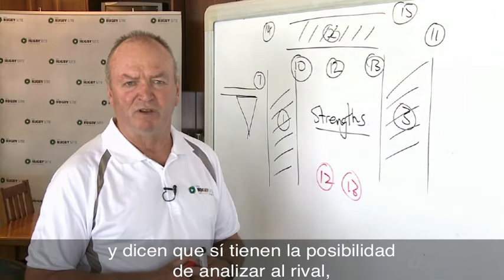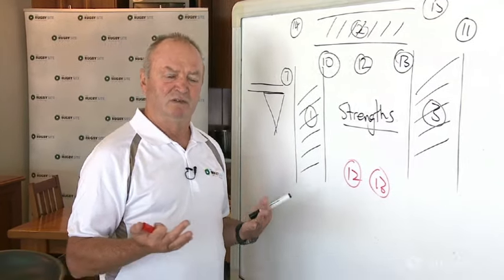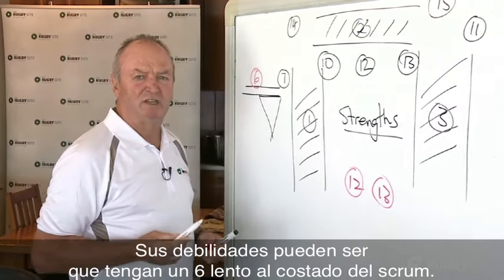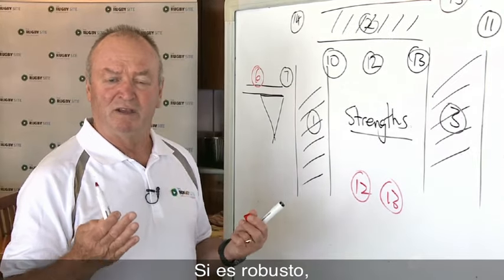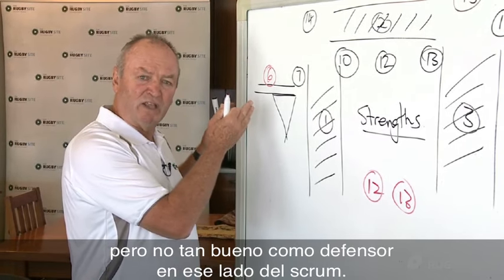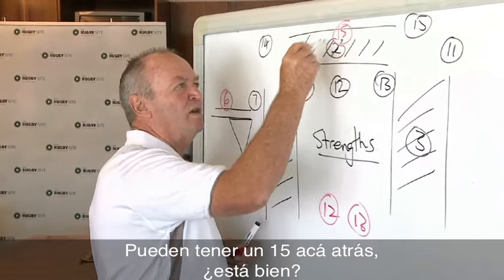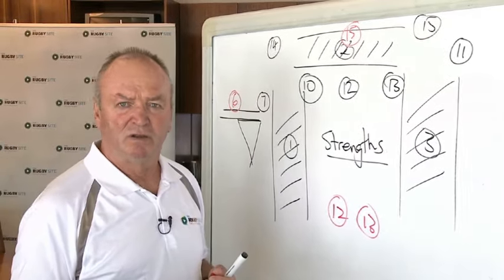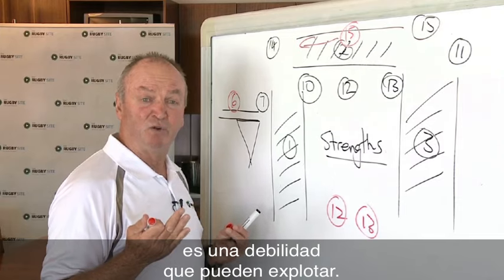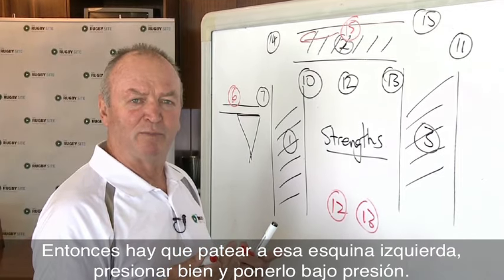Now if you go the next step and you say, I have got the ability to analyse the opposition, then you can look at their weaknesses. And their weaknesses may be that they've got a slow number 6 off the side of the scrum. So he's a big man, he's probably good at carrying the ball, good in the line out, but not so good as a defender on that side of the scrum. So you may be able to exploit him. They may have a 15 back here, all right, who's very left-footed. But when he runs from left to right, so he's on his right foot, he's a weakness you can exploit. So kicking into that left corner, getting a good chase on and putting him under pressure.